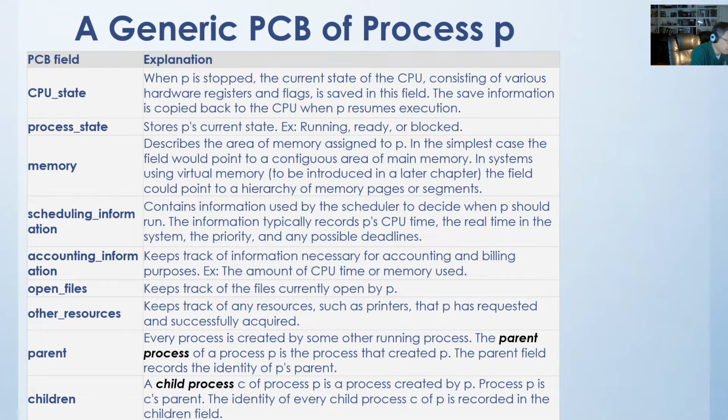Now, this table actually lists all the generic PCB fields. So most of the process control block contains... Remember, the first one is called the CPU state. Now, what does the CPU state store? What does the first field store?